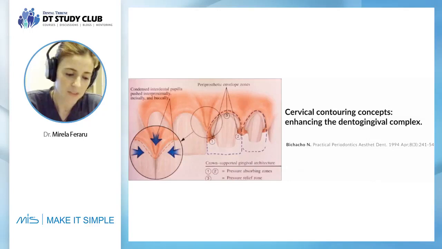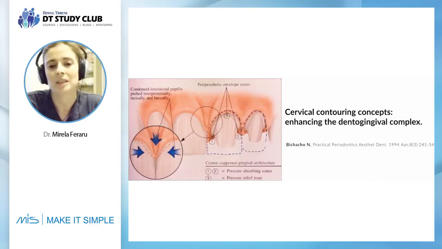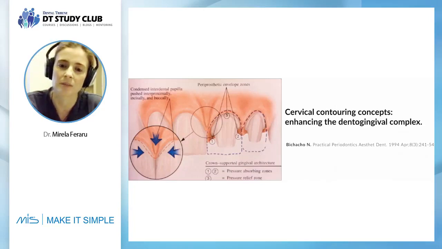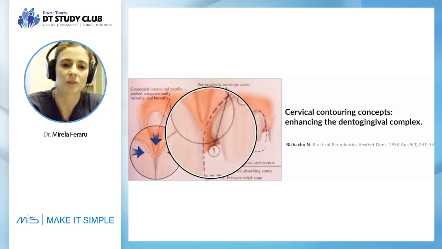About this type of concepts, Nitzan has published already in 1994, and he called it the cervical contouring concept when it comes to the dentogingival complex. And what he defined actually is two main areas. He described it as pressure absorbing zones, which, as you can see here, are the interproximal areas, defined with number 1 and 2.